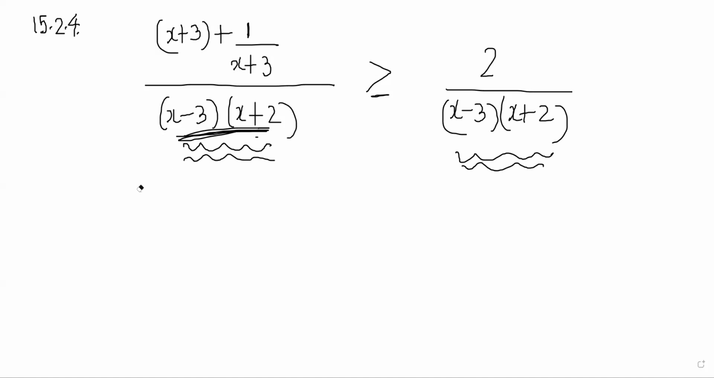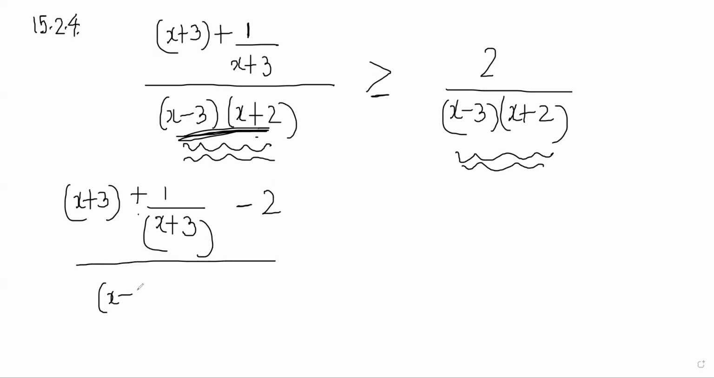So in this question, you cannot multiply. You have to bring everything to one side. If you cannot multiply, all you have to do is bring it to the one side, right? You will say x plus 3 plus 1 by x plus 3, and you will say minus 2 divided by this is greater than or equal to 0, right?